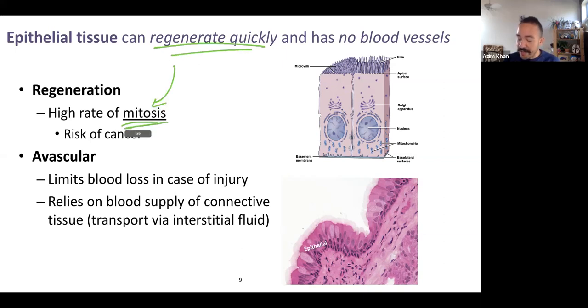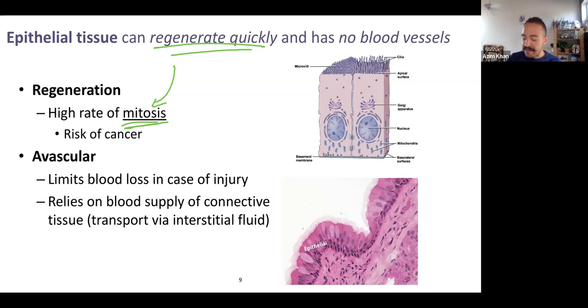It has a high rate of mitosis. Epithelial tissue can regenerate quickly. If we take a sample of tissue and look for cells undergoing mitosis, we would find a lot of them in the epithelium. Other tissues can undergo mitosis as well, but the rate is higher for epithelial tissue. So great, we can replace cells quickly.